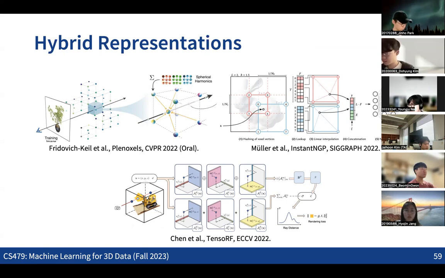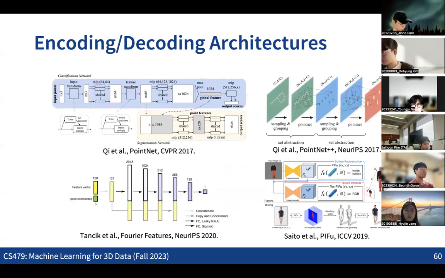Also in terms of architectures, we discussed a bunch of encoding and decoding architectures. We discussed PointNet++ and its variants, and also architectures that can predict the implicit function as well.